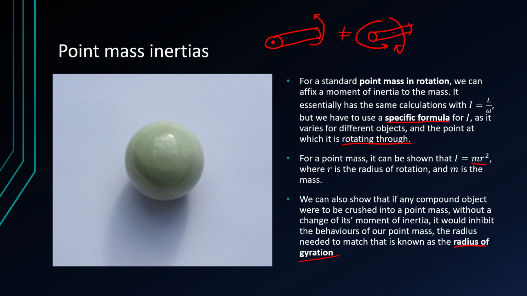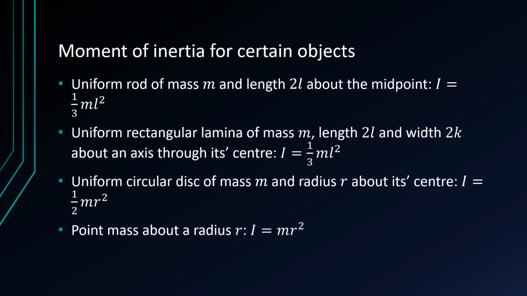So, what about different moments of inertia for objects? Well, here are a couple. If you have a uniform rod of mass m and length 2L about the midpoint, the moment of inertia is 1/3 mL squared. A uniform rectangular lamina of mass m, length 2L and width 2K about an axis through its center, so it can be rotating this way or this way, is 1/3 mL squared, much like the uniform rod about the midpoint. A uniform circular disc of mass m and radius r about its center is 1/2 mr squared, and a point mass about a radius r is mr squared.